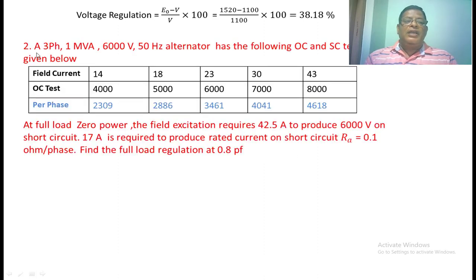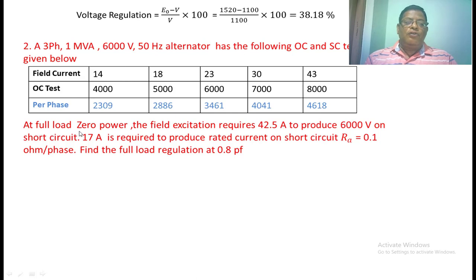Next, a 3-phase 1 MVA 600 volts 50 Hz alternator has the following OC and SC test data given below. The field current is given here, and the OC test data is given here. In the numerical only the OC test data is given, that is line to line voltage only. I have taken the per phase voltage because I wanted to draw the OC test.